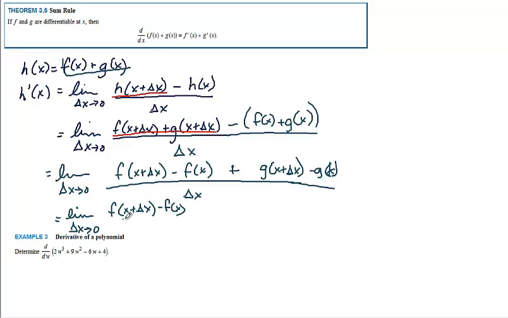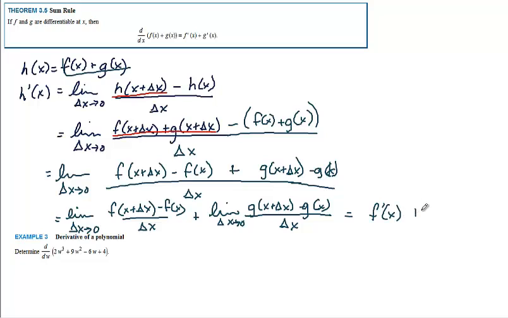Minus f of x all over delta x plus the limit as delta x goes to 0 of g of x plus delta x minus g of x all over delta x. And if you'll notice, each of these chunks is just f prime of x plus g prime of x. This proof can then be extended to a subtraction. You'll just change the sign right here to a subtraction, and you would get the same exact result. You would get f prime of x minus g prime of x.